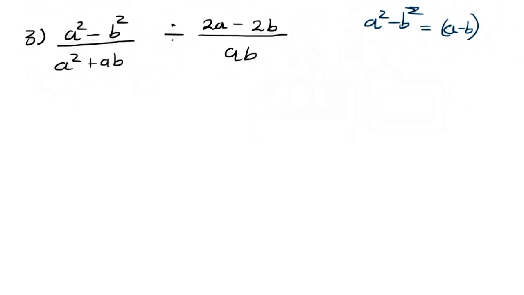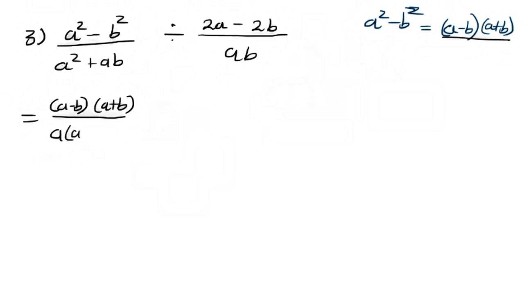So this will be a minus b and this will be a plus b. Alright, so we have to plug in (a minus b)(a plus b) for the value of a squared minus b squared. So we are going to have here (a minus b)(a plus b). Now we can factor out a. A is a common factor, so this will be a plus b, divided by 2, which is also common, so we factor it out, 2 into (a minus b). All this is over ab.